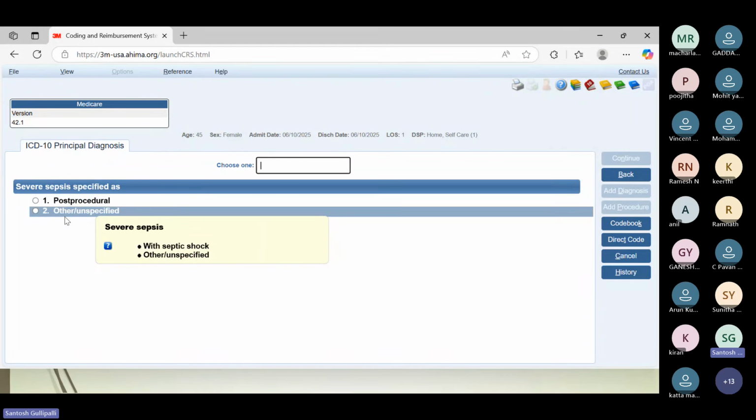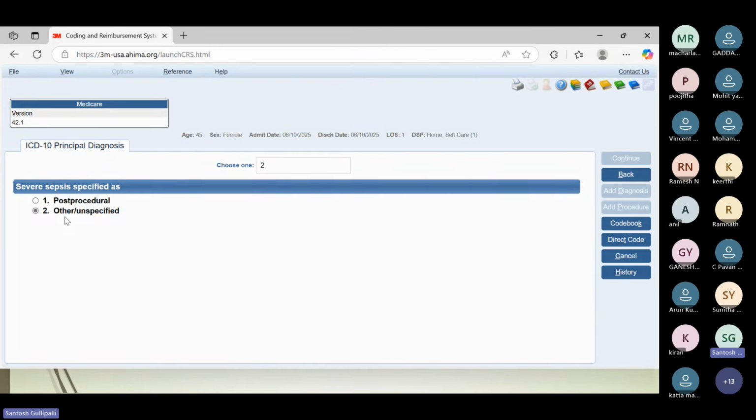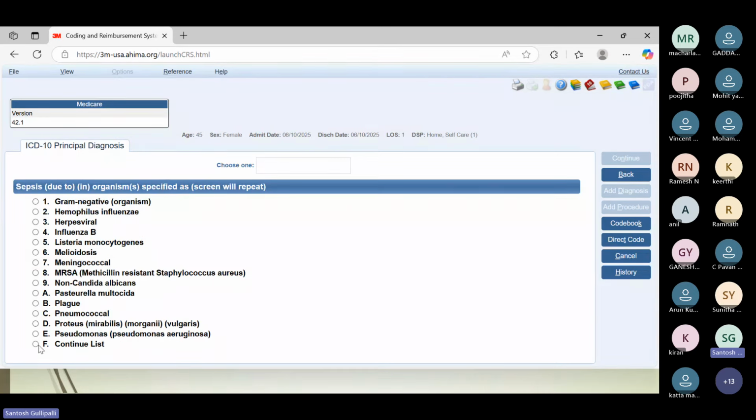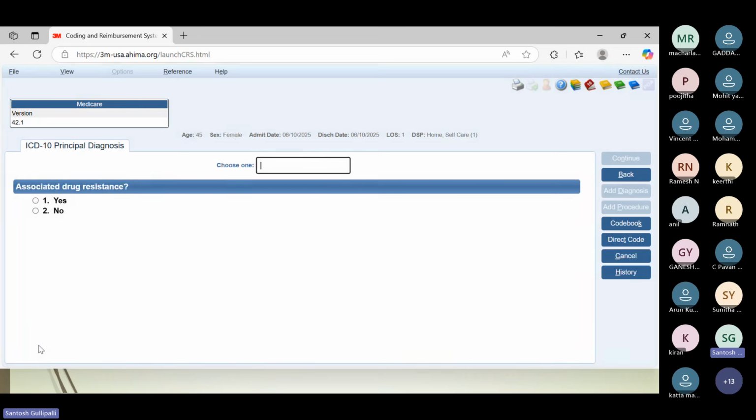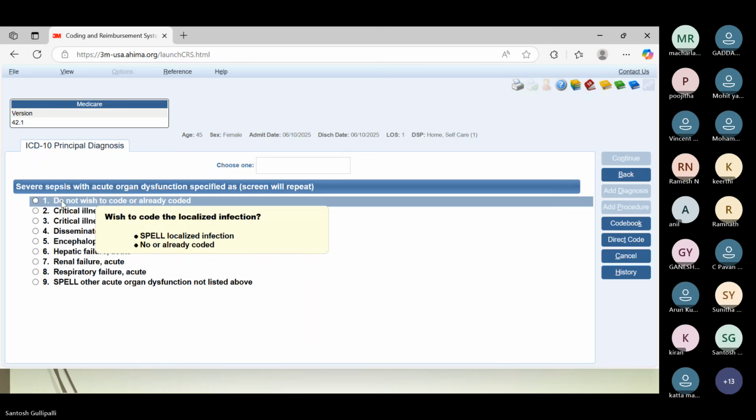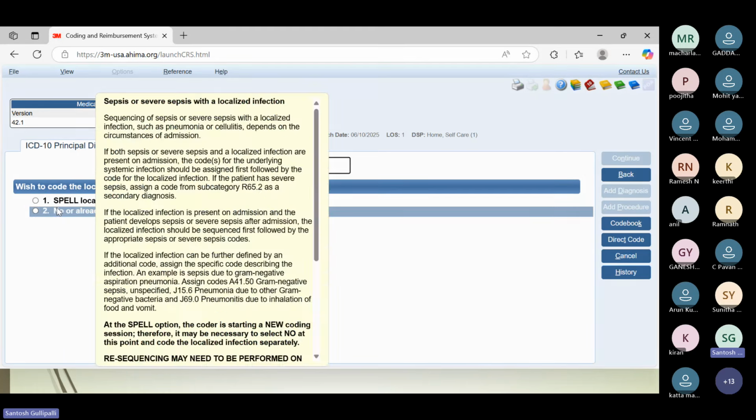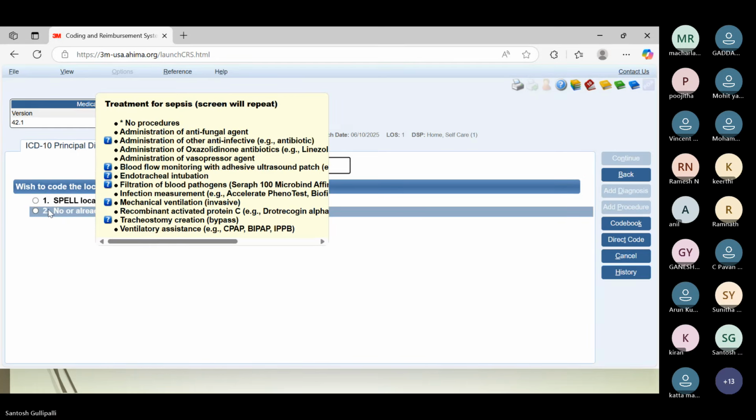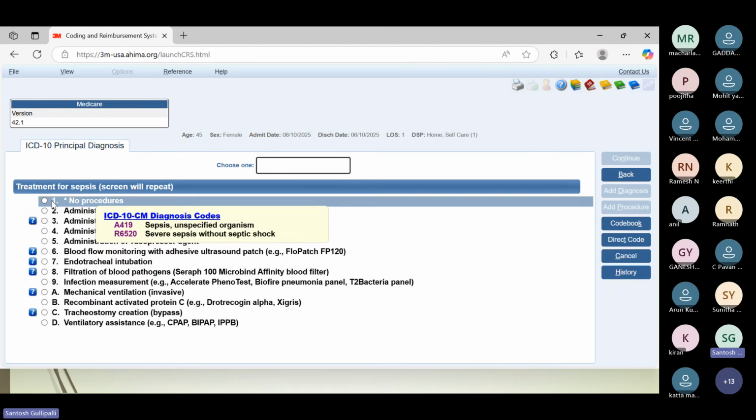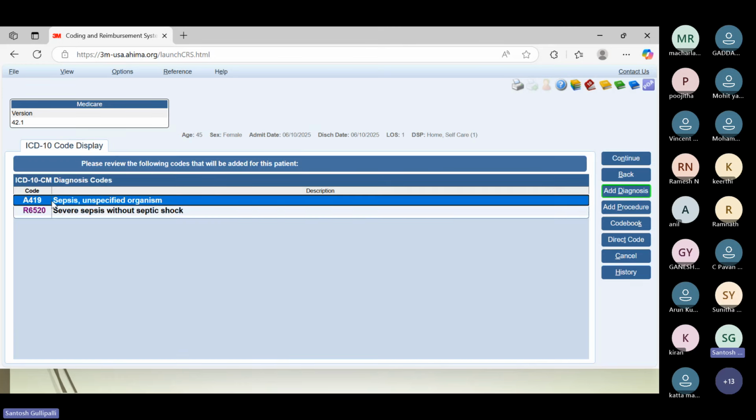So there is no documentation of post procedure. So the others are unspecified. So the sepsis type is unspecified. So associated drug resistance, do not wish to code. And the others are already coded. The option is 2 and no procedures. So by default 2 codes are required.